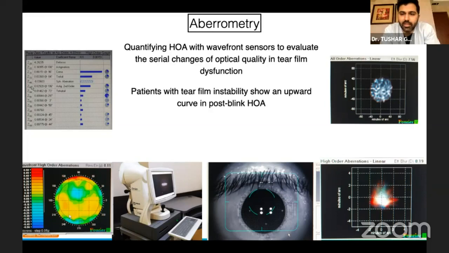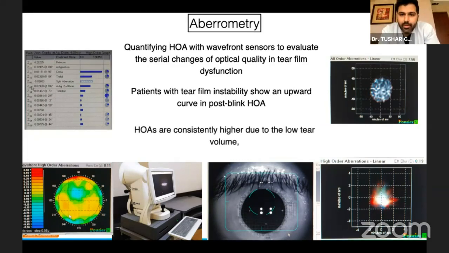Somebody who has tear film instability, as in the case of evaporative dry eye, you'd see an upward curve in the post-blink higher order aberrations. So the aberrations would be okay immediately at the time of the blink, but as the tear film evaporates, you'll see an increase in the aberrations. Somebody with low tear volume has constantly higher order aberrations at all times. So this is again something that you can document and quantify.